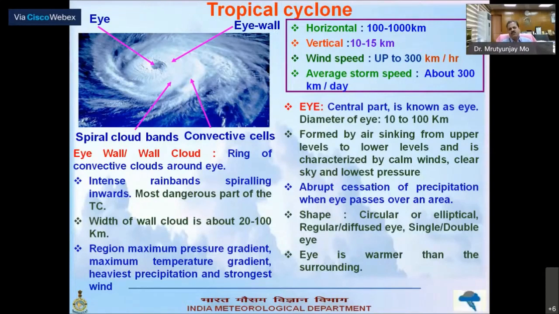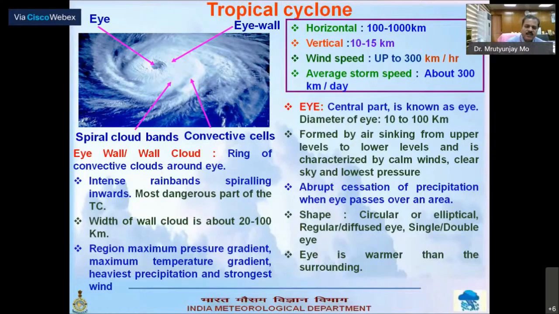The cyclone usually moves at a speed of 300 kilometers per day. But the wind speed associated with a cyclone can be as high as 300 kilometers per hour. So these are two different things. If I calculate the speed of a cyclone per hour, it may be about 15 kilometers per hour that it moves.